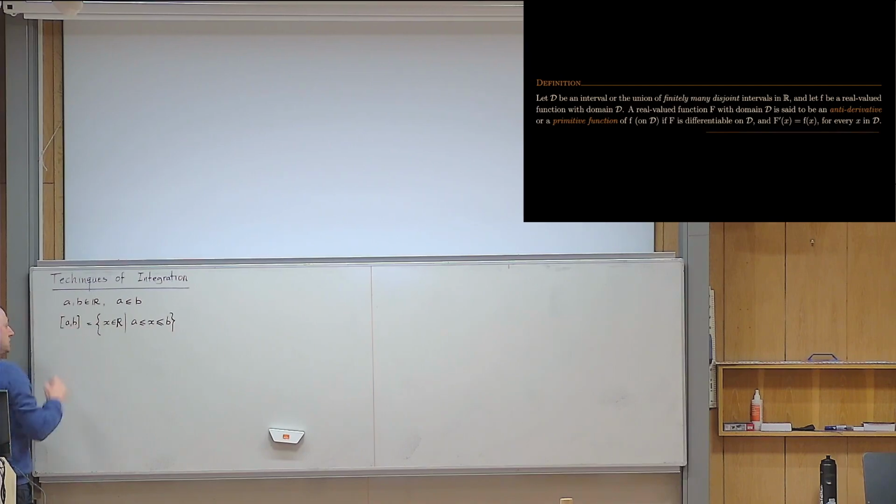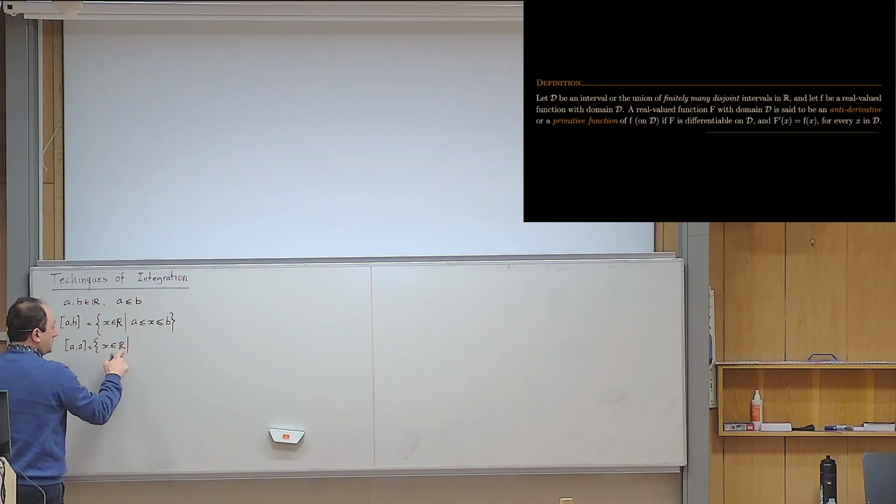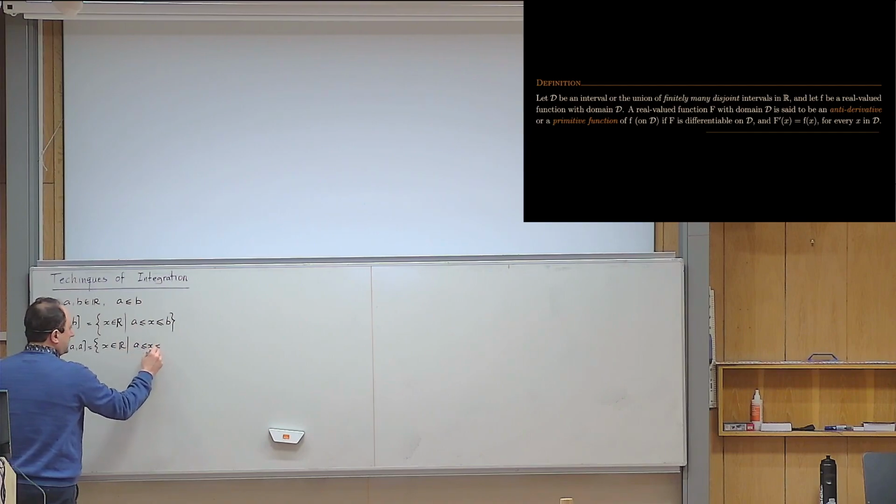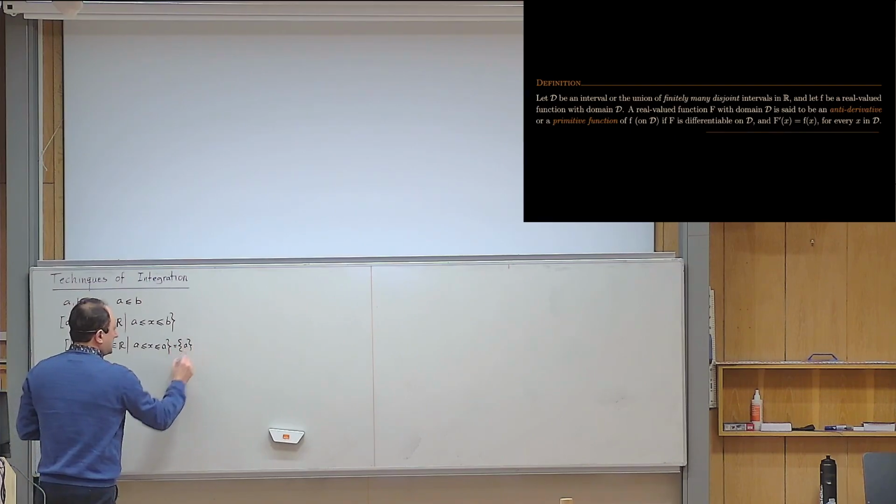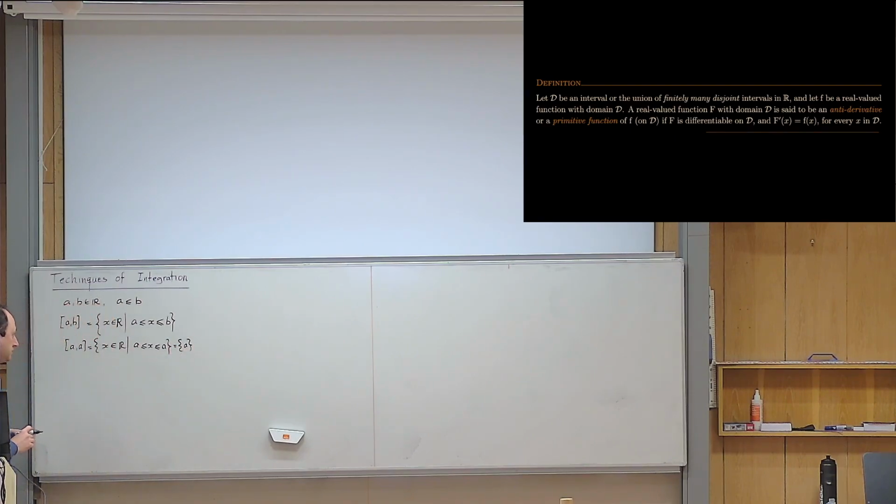And of course, what happens if a and b are equal? If a and b are equal, then this becomes the set consisting of all real numbers such that a is less than or equal to x less than or equal to a again, which of course means that this is the set consisting of one element, and that is a itself. That is called a degenerate closed interval. In my presentation, I'm not going to consider these types of intervals. So this is one type of interval that I will allow, but not that one.